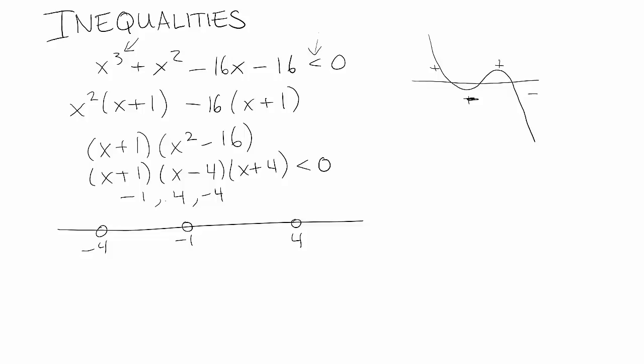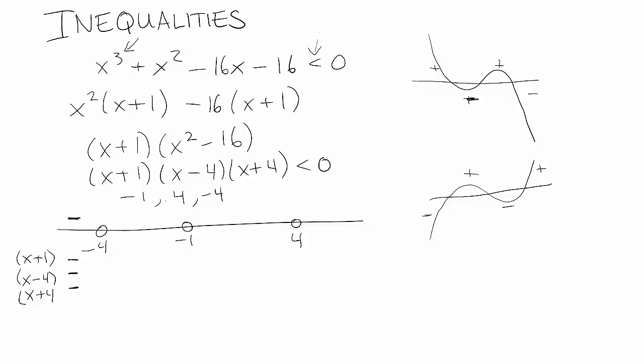All right, let's say we have something in here. We can test that region. So -5, what happens to this term? -5 plus 1 is still negative, so that's negative. -5 minus 4 is negative, and -5 plus 4 is still negative. 3 negatives give us a negative overall. So actually, it probably looks more like this. Negative, positive, negative, positive. Usually it follows a pattern like this unless you have a double root.